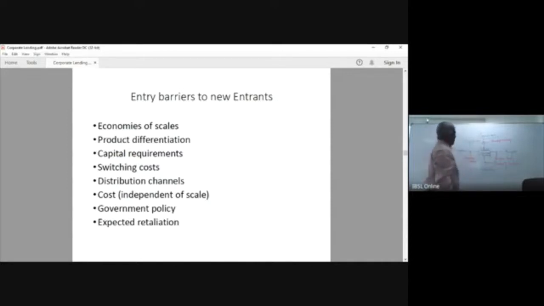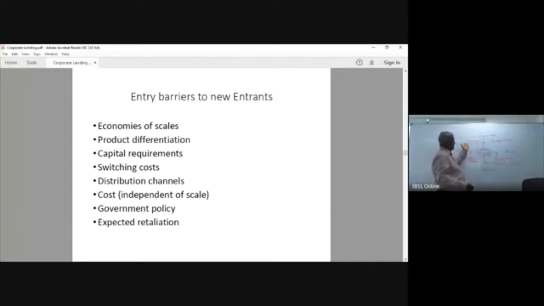We call them entry barriers. Entry barriers prevent new entrants from coming into the industry. So what do they do? By preventing them, they are preventing competition within the industry. If new entrants come, then the industry competition will increase.